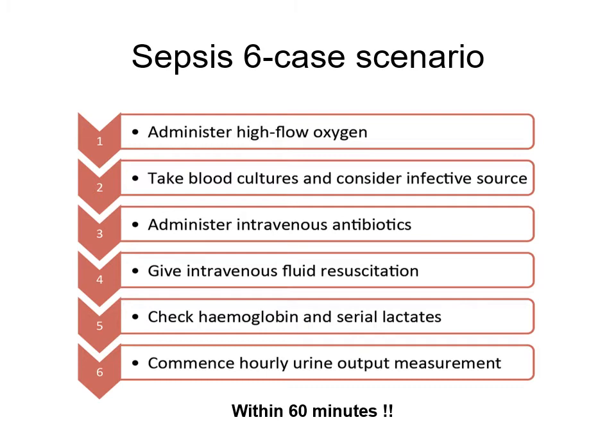Moving on, we need to give intravenous fluids. Now, the fluid of choice will be crystalloid, and in this particular scenario, we have a young patient who's unlikely to have left ventricular systolic dysfunction. We should be giving 500 ml boluses of fluid rapidly and assessing the response.